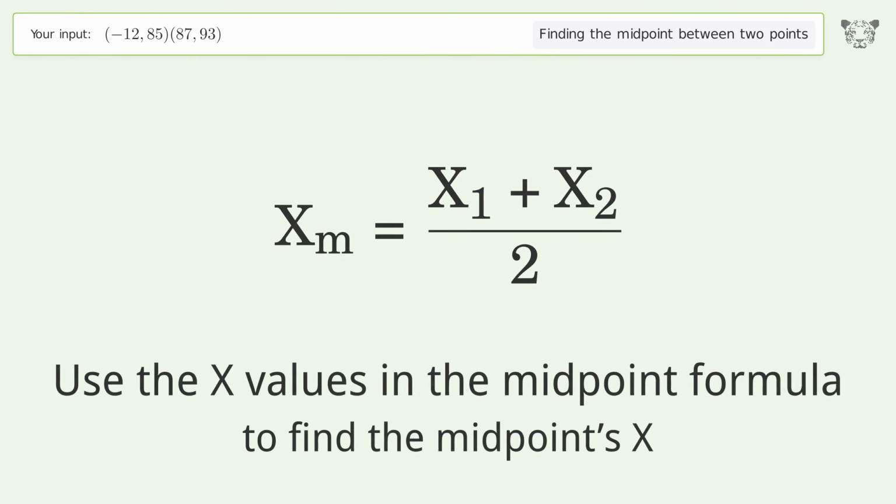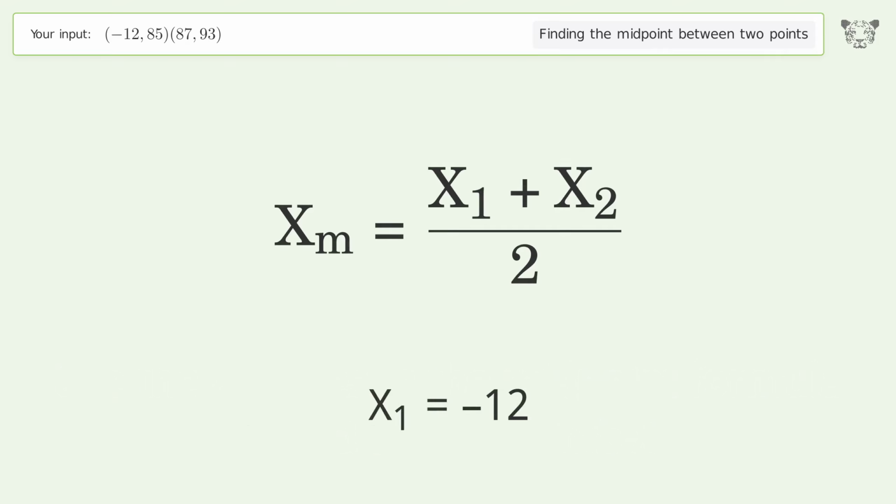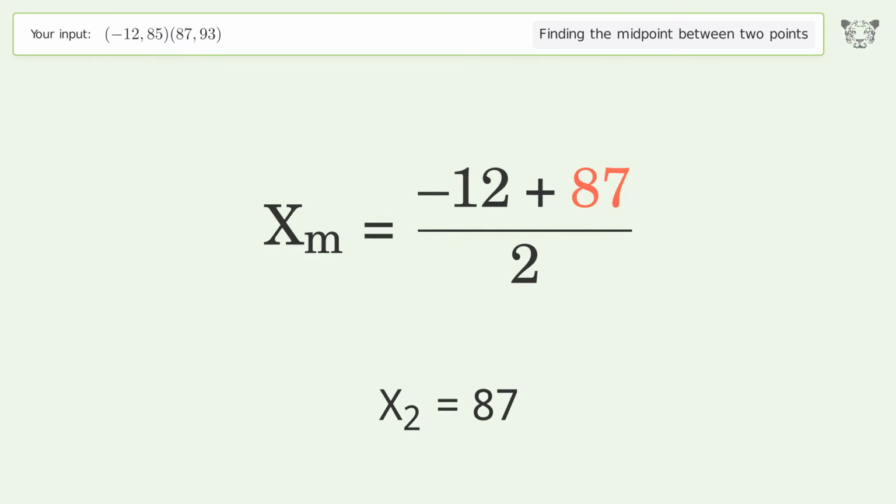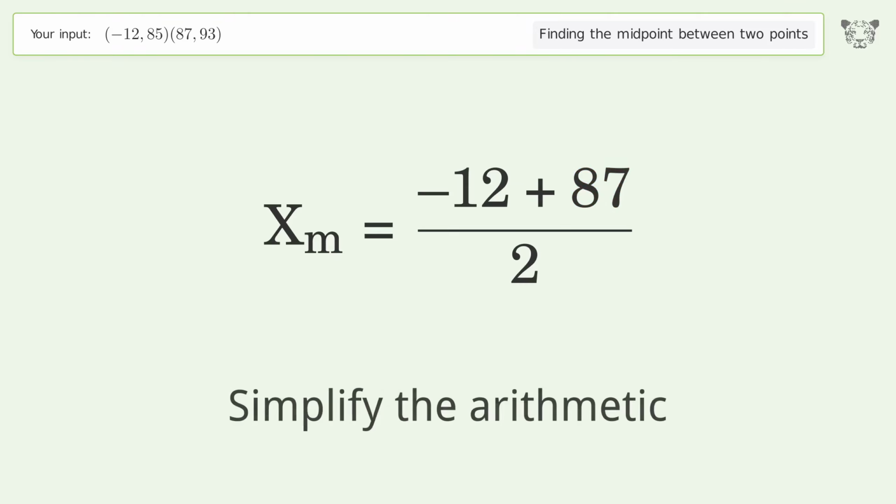Use the x values in the midpoint formula to find the midpoint's x. x1 equals -12. x2 equals 87. Simplify the arithmetic.